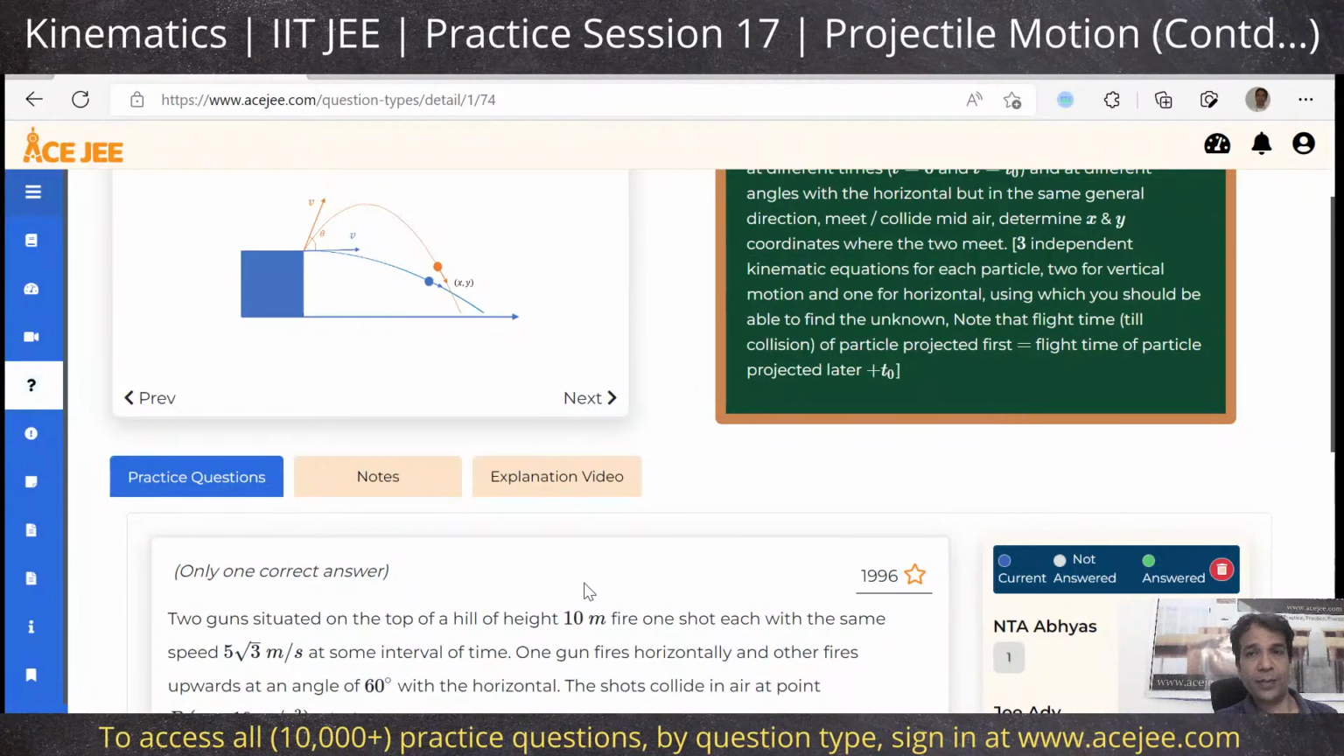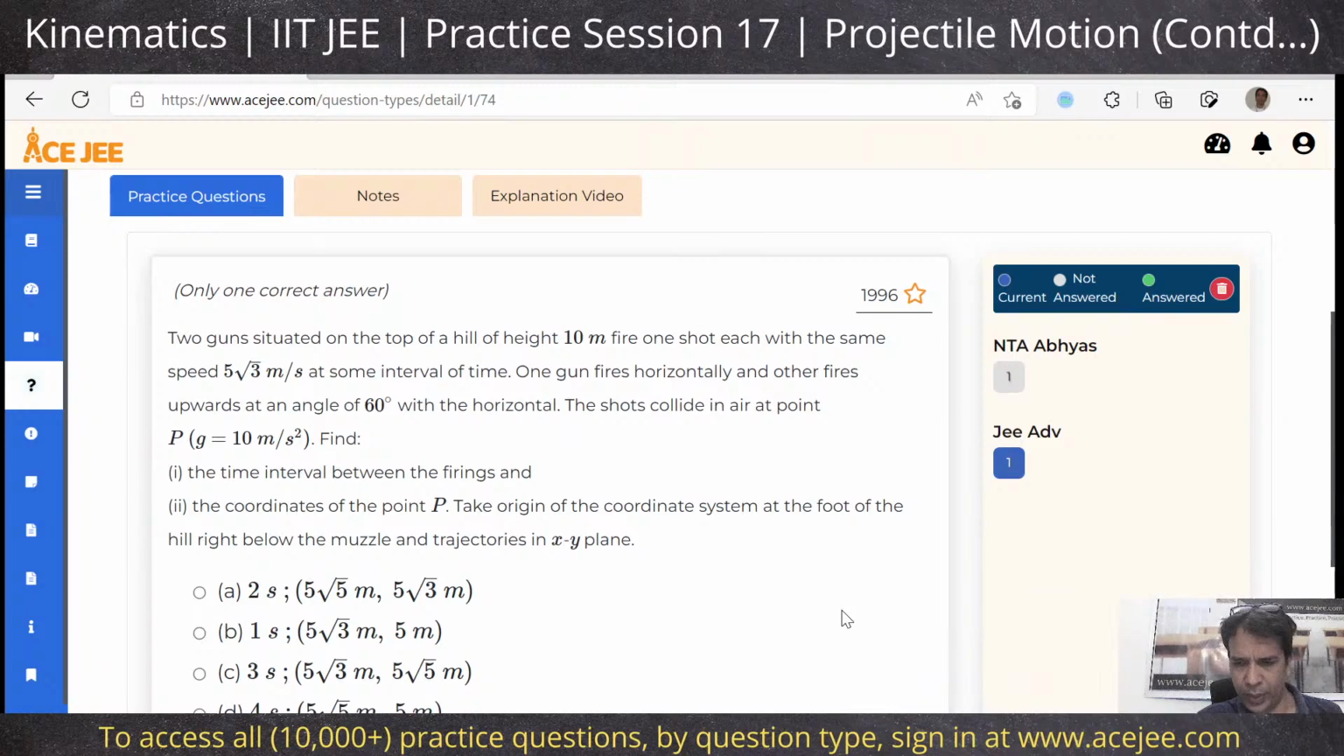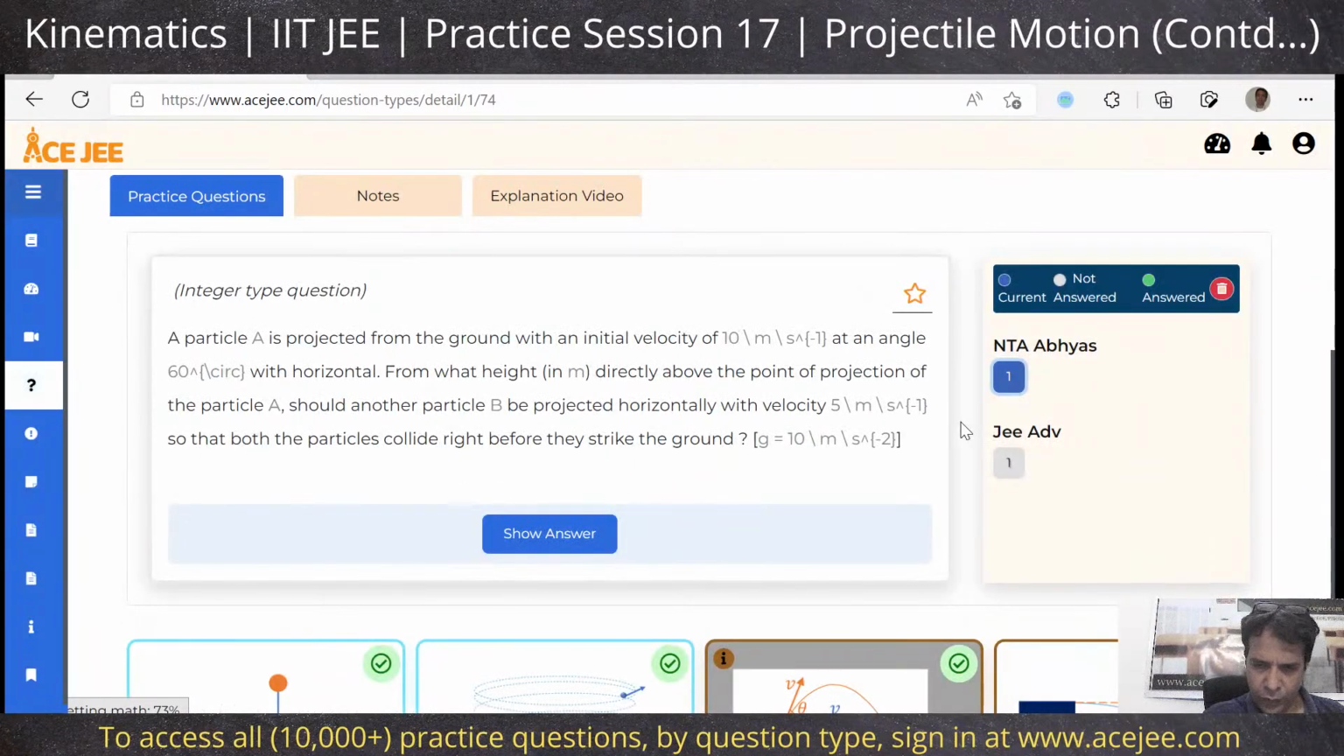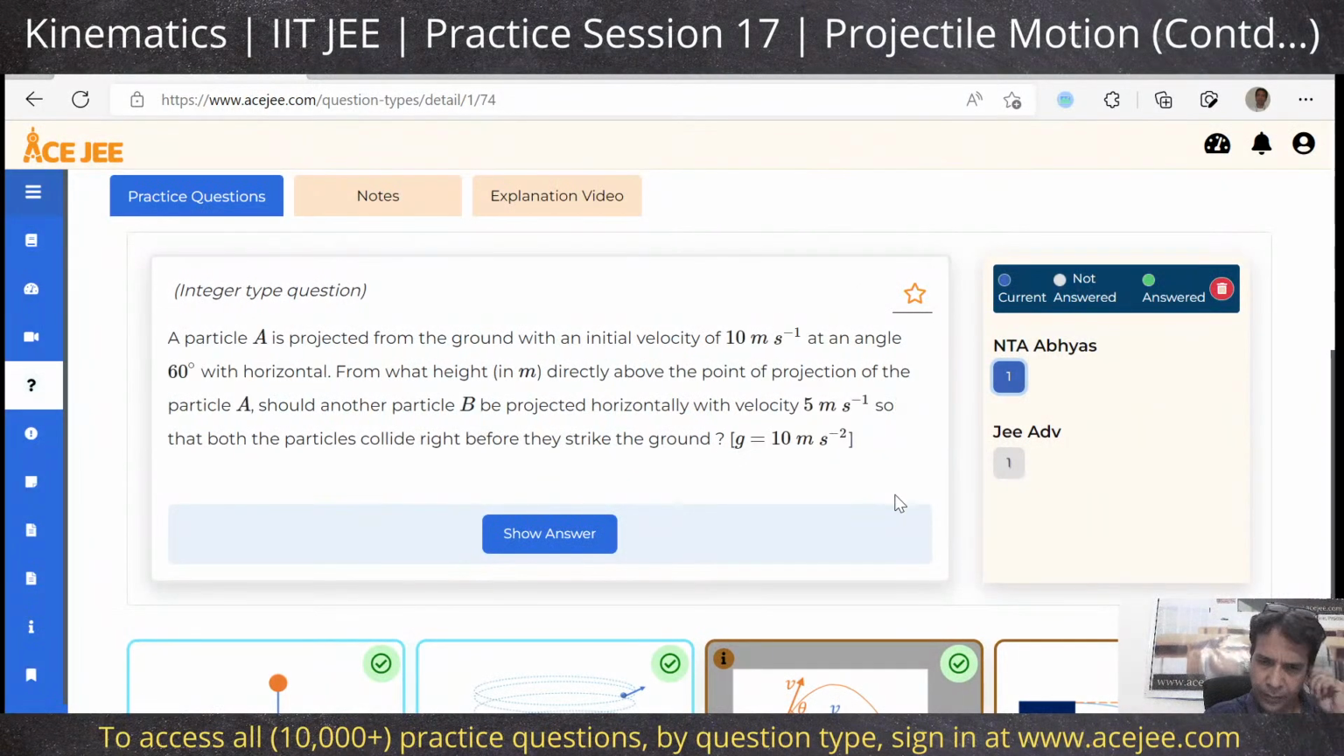If you are asked for something else, like after how much time they will meet, once you know the coordinates, you can quickly figure out the time by working backwards. So there are different ways to solve it. Let's take an example. This will take a little bit longer. So let's solve this question. We'll look at the anti-abhyas question. Let me read through it with you, in the interest of time.